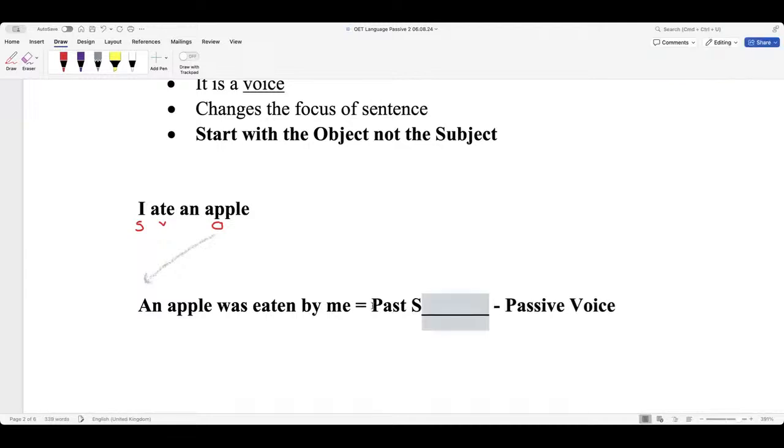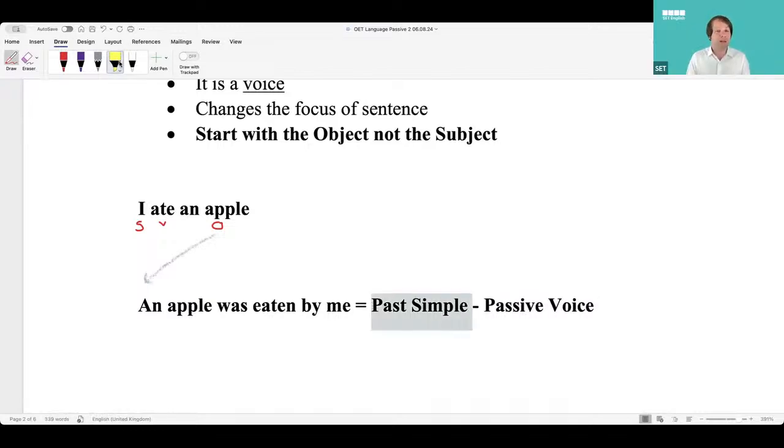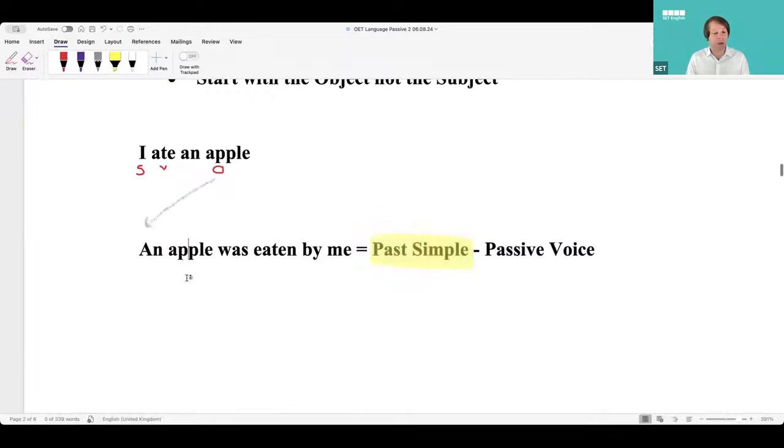Past simple. Today we're going to focus on this one. We're going to focus on past simple passive voice today. The most important tense.